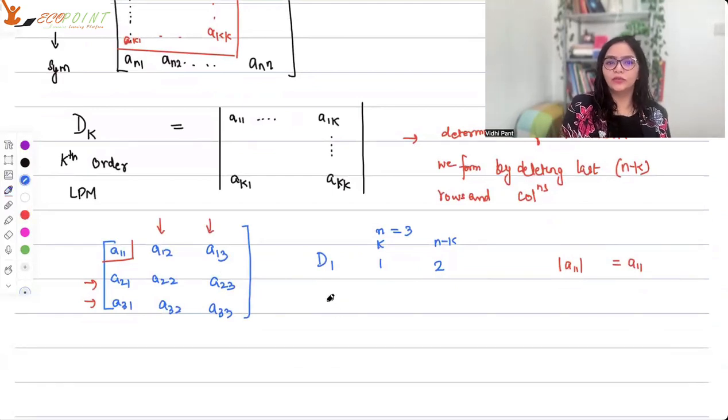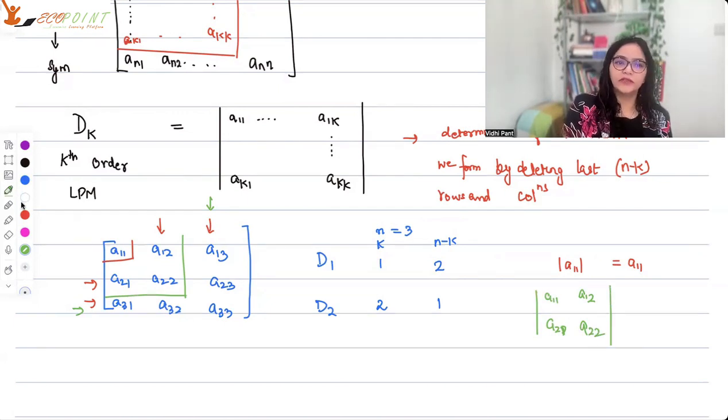Now D2. k in D2 is 2. So n minus k is 1. So you will delete the last one row and column, right? So the last one column, last one row. Therefore, it's the determinant of the matrix that ends at A22.